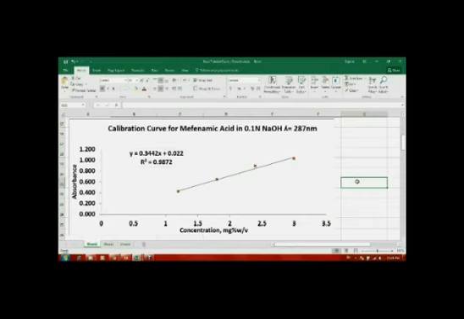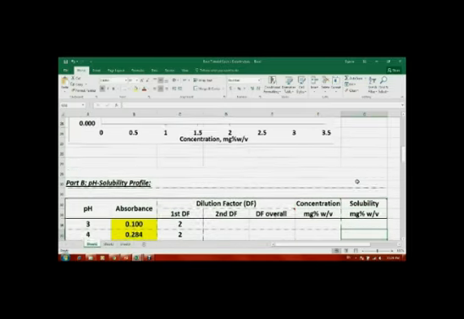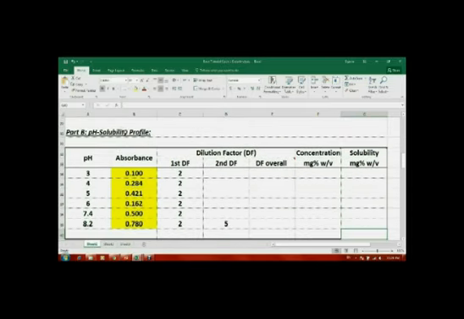Use this equation to calculate the corresponding concentrations to the measured absorbances in both pH solubility profile experiment and effect of ethanol experiment. Notice here that the overall dilution factor is equal to dilution factor 1 times dilution factor 2. But if no second dilution had been done, then it is equal to the first dilution factor.